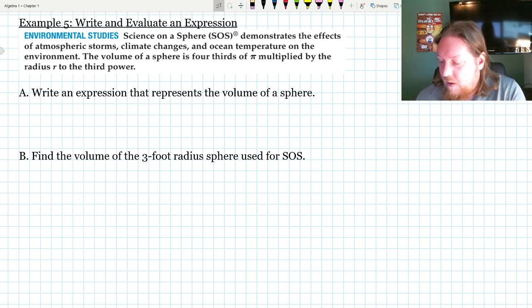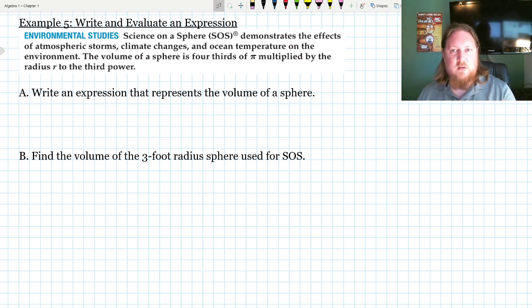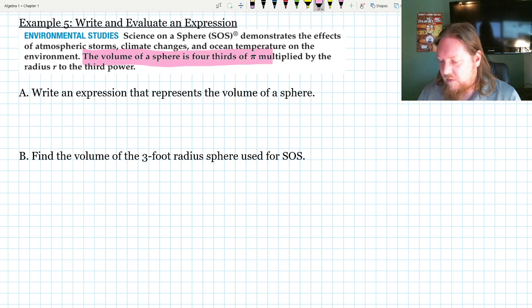Environmental studies. Science on a Sphere, SOS, it's a program through NOAA, the National Oceanic and Atmospheric Administration. Those are the people that do all the big weather stuff or warnings when there's going to be really bad storms. Demonstrates the effects of atmospheric storms, climate changes, and ocean temperature on the environment. The volume of a sphere is 4/3 of pi multiplied by the radius r to the third power. So right now it hasn't given me any directions on what to do. It's just kind of giving me some context to go on. But from all that I heard right there, it sounded like the most important part was the volume of a sphere.